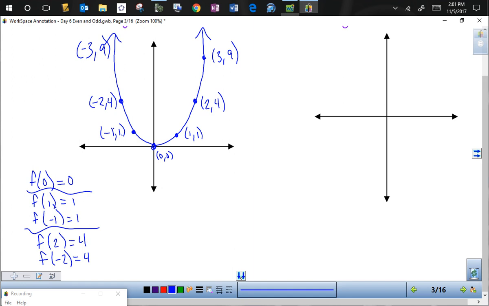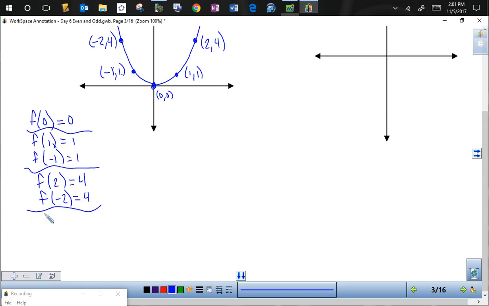And finally, our last one there that we have on our graph here, f of 3 gave us 9, but so did f of negative 3. Okay, so up above you are told that an even function, using function notation, f of negative x was equal to f of x. And that's all this is saying.